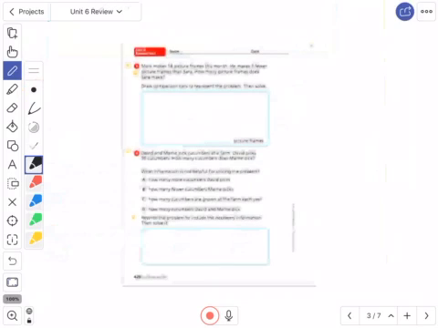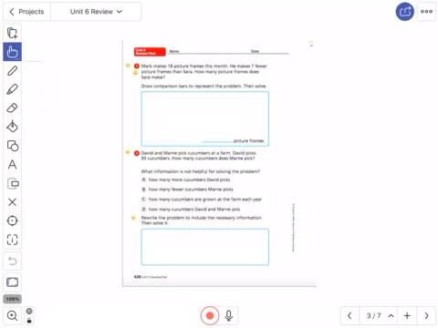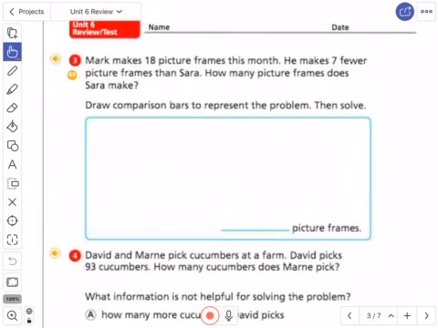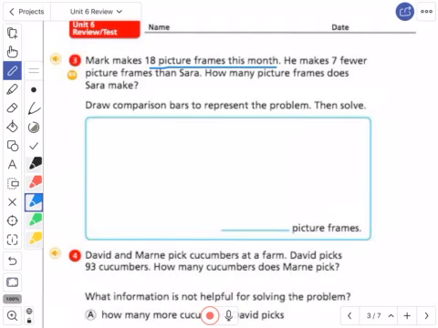I'm going to go to the next page here. I'm going to read these, and then you are going to solve. Number 3. Mark makes 18 picture frames this month. He makes 7 fewer picture frames than Sarah. How many picture frames does Sarah make?